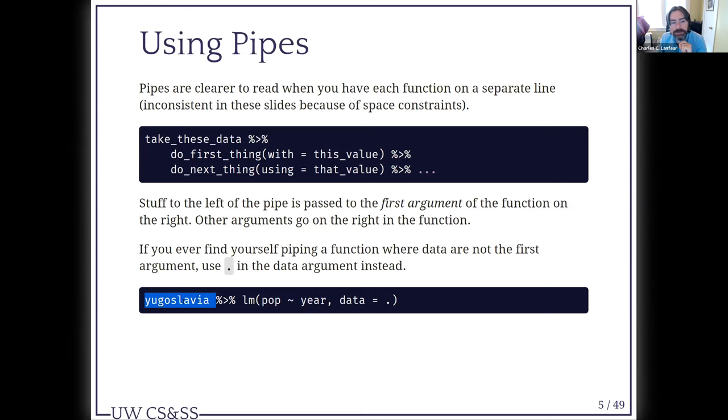So to send the Yugoslavia data into this thing, I can say data equals period. The period is a placeholder. The period tells the pipe to send this thing here instead of into the first argument. The way that works is somewhat magical, and I won't get into the technical details, but the pipe can be told where to put things from the left side if you need it. 98% of the time, you're not going to need it, because the first argument of everything in the tidyverse is a data set, but you might have to do it if you want to pipe straight into a model.